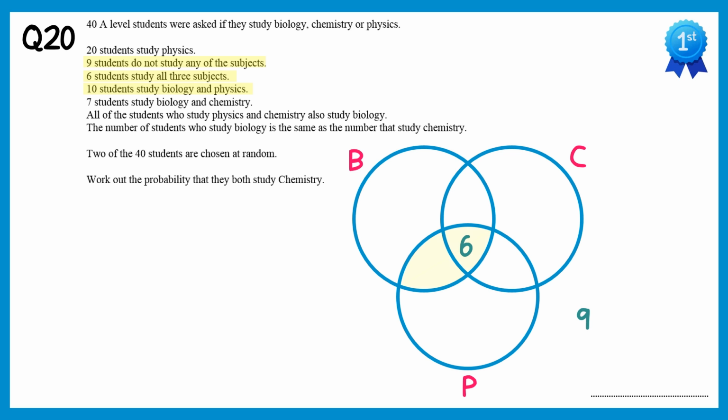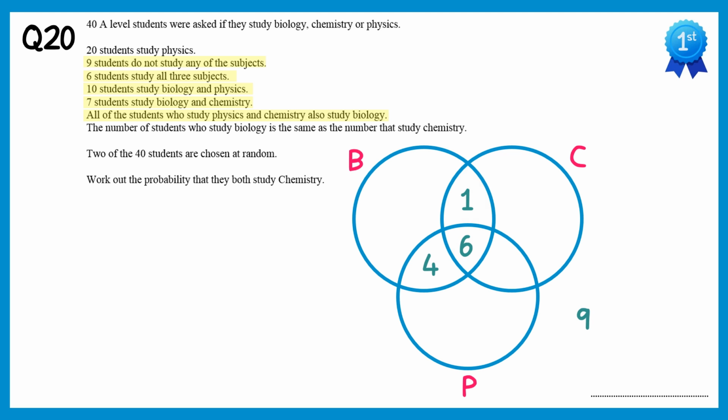We're told 10 students study biology and physics. So if we look at the intersection of biology and physics, this needs to add up to 10, meaning the missing section is 4. We're told 7 students study biology and chemistry, so if we look at the intersection of biology and chemistry, this needs to add to 7, so the missing section is 1.